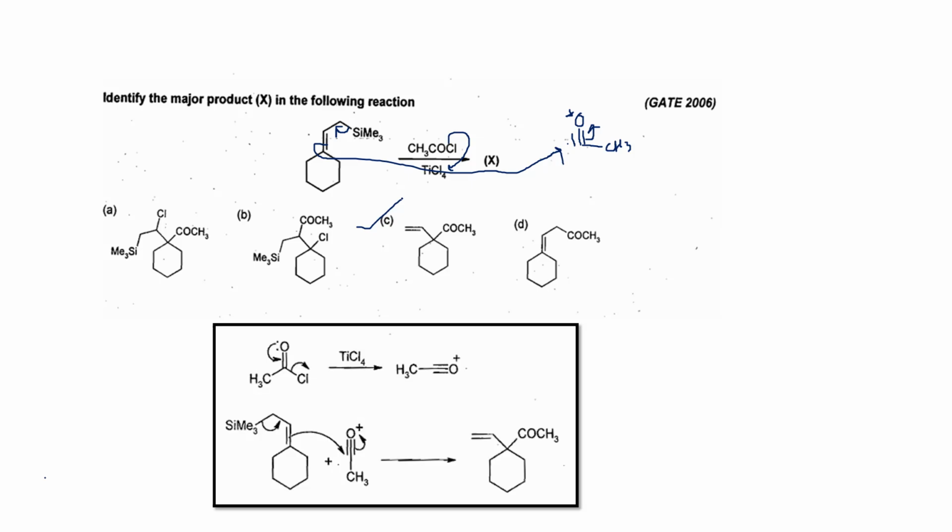Whenever there is a SiMe3, it always attacks from this allylic position. Because the carbon silicon bond is very prone to break, it attacks from this allylic position. Whenever there is an aliphatic SiMe3 group, try to go through this pathway.